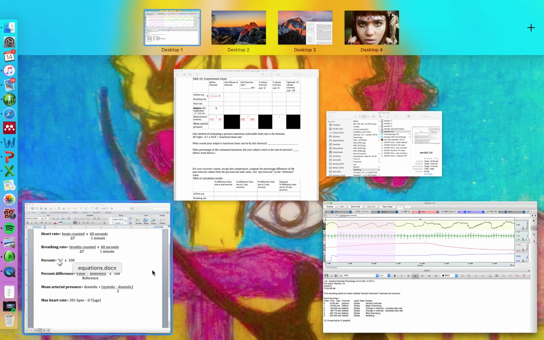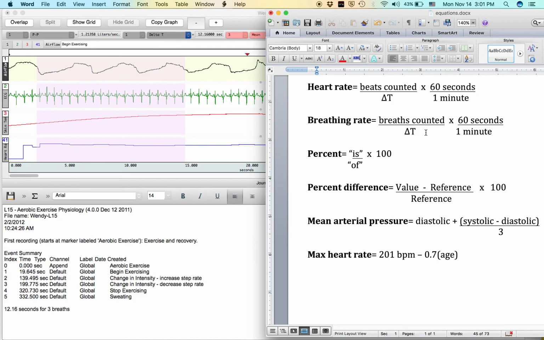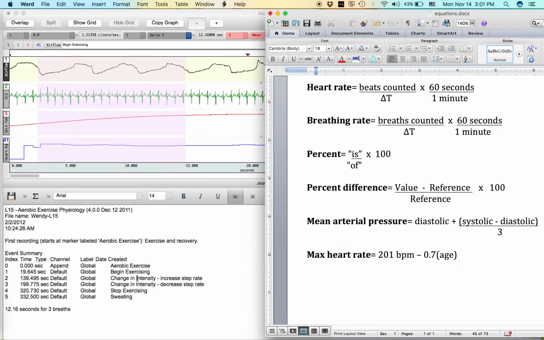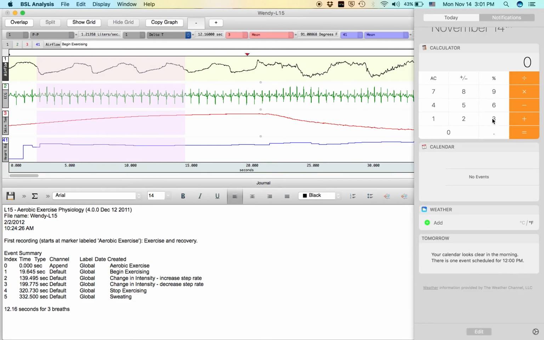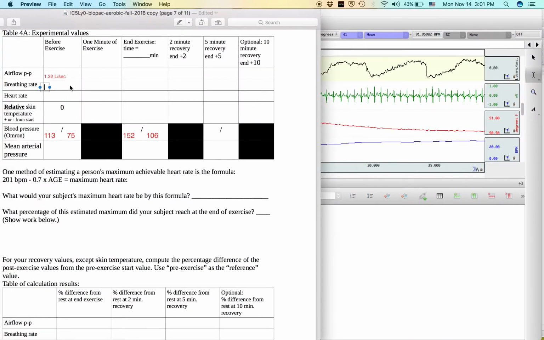Okay, so back to our equation, breaths counted over delta T times 60. So we're going to do 3 breaths in 12.16 seconds and multiply that by 60 seconds in 1 minute, and we get 14.8. So that's 14.8 breaths per minute.